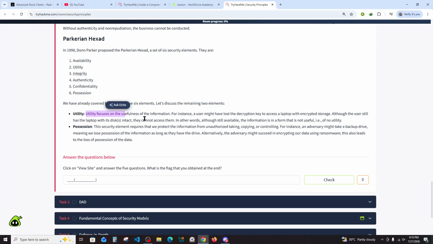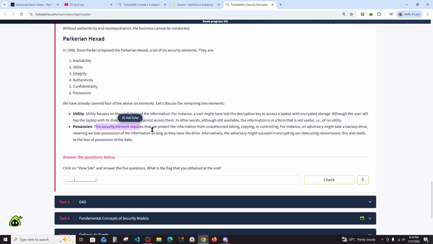Utility. Utility focuses on the usefulness of the information. For instance, a user might lose the decryption key to access a laptop with encrypted storage. Although the user still has the laptop with its disks intact, they cannot access them. In other words, although still available, the information is in a form that is not useful, i.e., lacks utility.